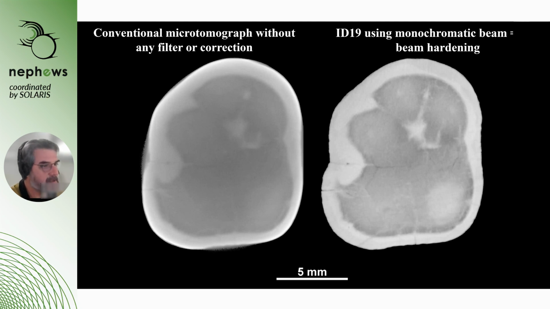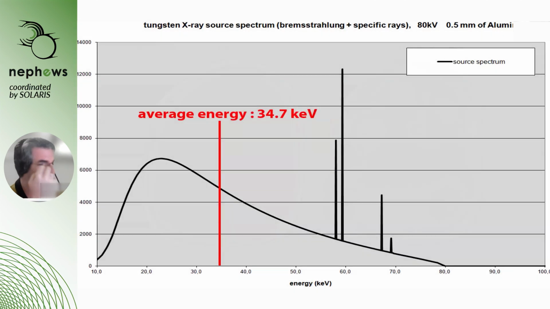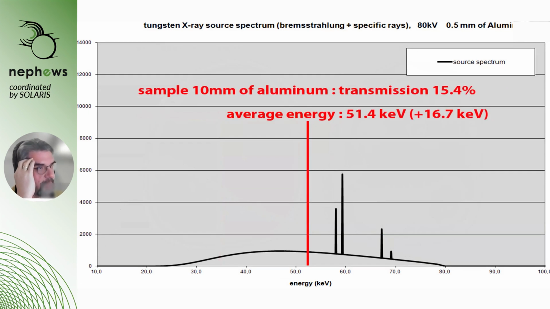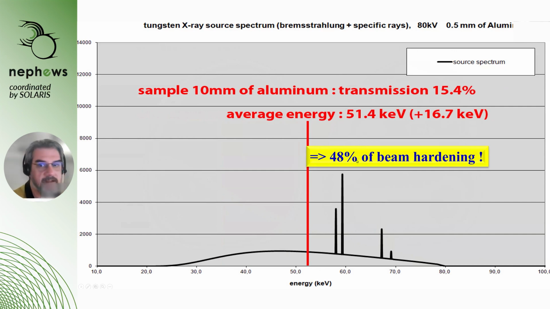Nevertheless, using a monochromatic beam, even if it was the main reason at the beginning, it really changed a lot because, sorry, I forgot to show this one, to show the beam hardening effect. What you have there is the spectrum of a laboratory source before the sample. So you can see the Bremsstrahlung plus the fluorescence peaks of the tungsten source. If you go through 10 millimeters of aluminum, then you can see that all the low energies are completely absorbed, not the high energies, and so the average energy shifts quite a lot. In this case, 48% of beam hardening. It is this effect that creates the artifact I just showed.